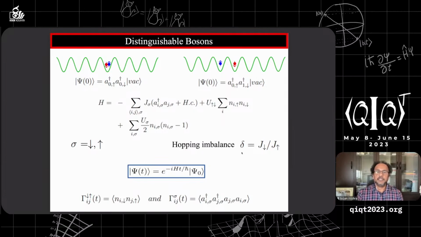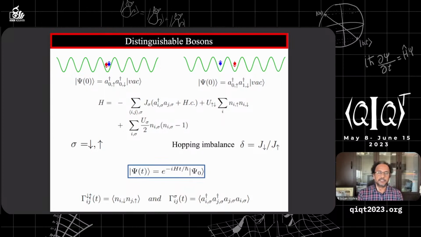Okay, and here we have introduced another quantity called hopping imbalance. This is the kinetic energy imbalance between the two components, which is defined as delta equal to J down by J up. And again, we perform the same quantum walk as prescribed before. And in this case, we can have two different types of correlation.